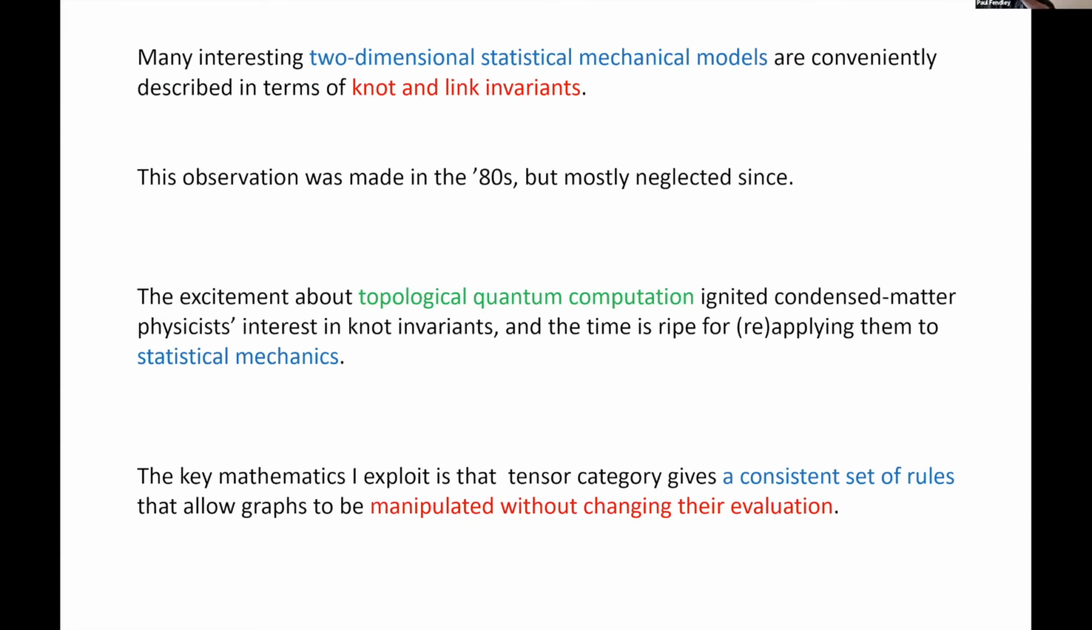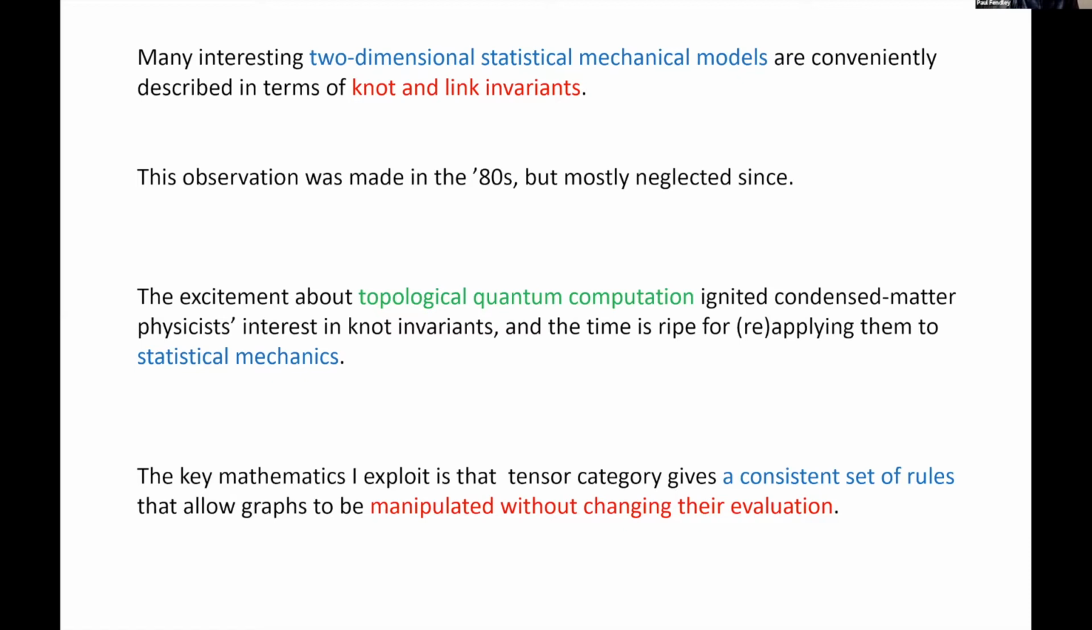Okay, so the general theme of this talk is to explain how statistical mechanical models can be viewed by using tensor categories. And it's this spectacularly beautiful story, and it was a big thing in the late 80s. But it kind of got forgotten for lots of good reasons. People moved on to other stuff.